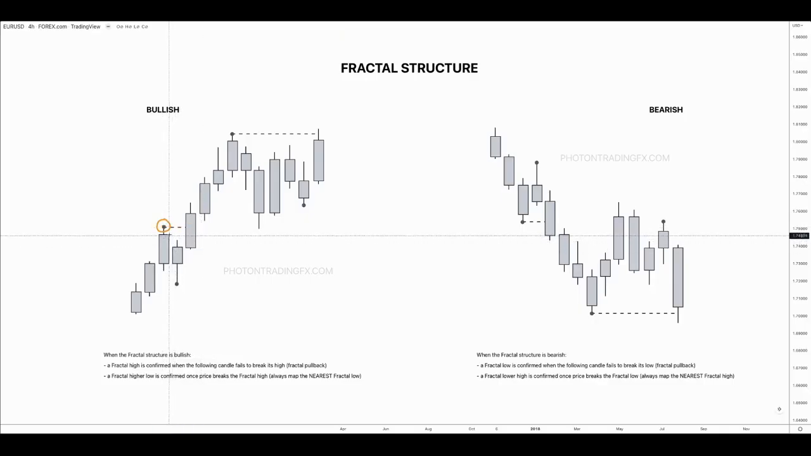We have to wait for the first candle to fail to break its high, because that essentially means we get a fractal pullback. Now, there's a reason why all of these candles, you can see across this whole screen, are all the same color. I've deliberately done that because the way that we look at fractal structure, the color of the candle is completely irrelevant. Whether it's a bullish candle or a bearish candle, an up or down candle, it's irrelevant for how we view structure, and you'll see why as we get onto the charts.